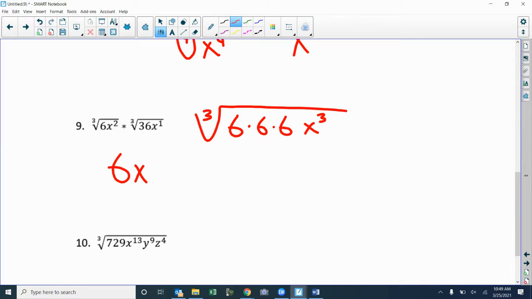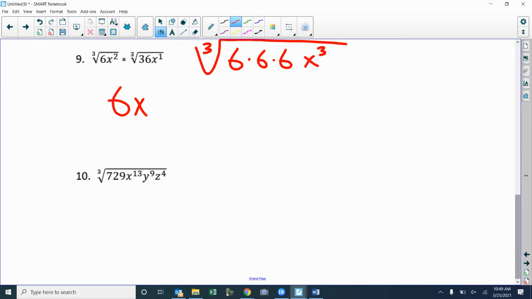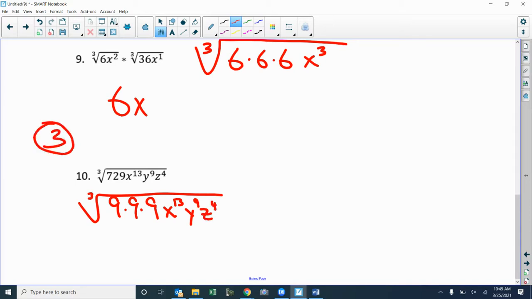Last one, the one we've been waiting for. Needs sets of 3. 729. Start factoring. It does factor to 9 times 9 times 9. So there you go. We still have x to the 13th, y to the 9th, z to the 4th. We need sets of 3. Luckily, I have a set of numbers, so 9's coming out.